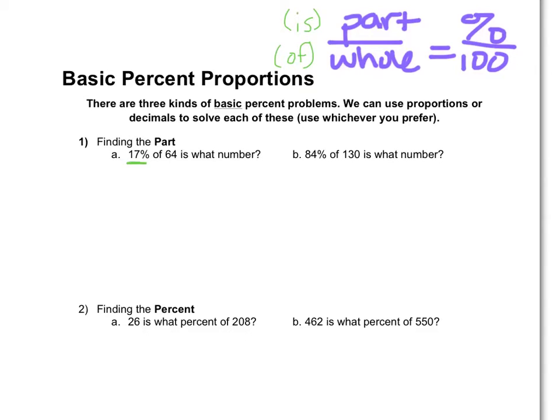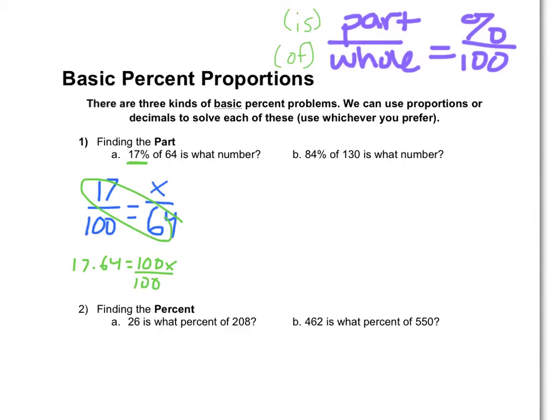Whenever I see my percent, I know that that's the number that goes over 100. So I have 17%, or 17 over 100, of 64. So my whole is 64. And I want to know what number is 17% of it. So I set up my proportion, and I solve it using cross multiplication, or the Band-Aid method. So I have 17 times 64 equals x times 100, or 100x. And then I divide both sides by 100 to isolate my variable, and I get the answer 10.88.